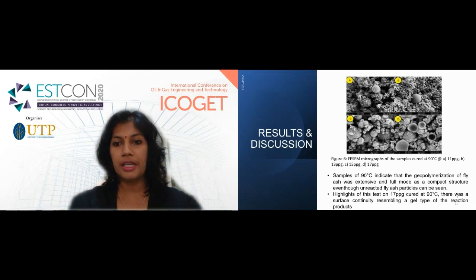The highlight of this test is 17 ppg cured at 90 degrees Celsius, as there was a surface continuity resembling a gel type of reaction product.